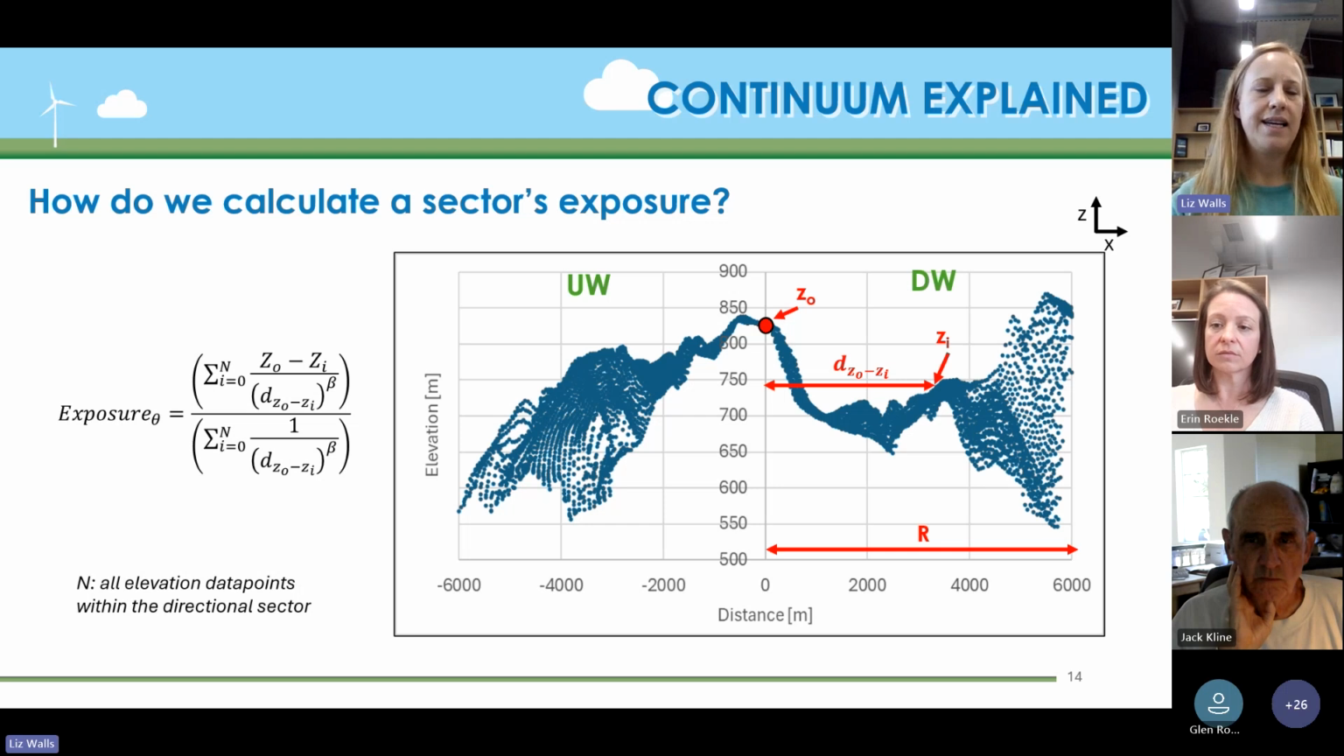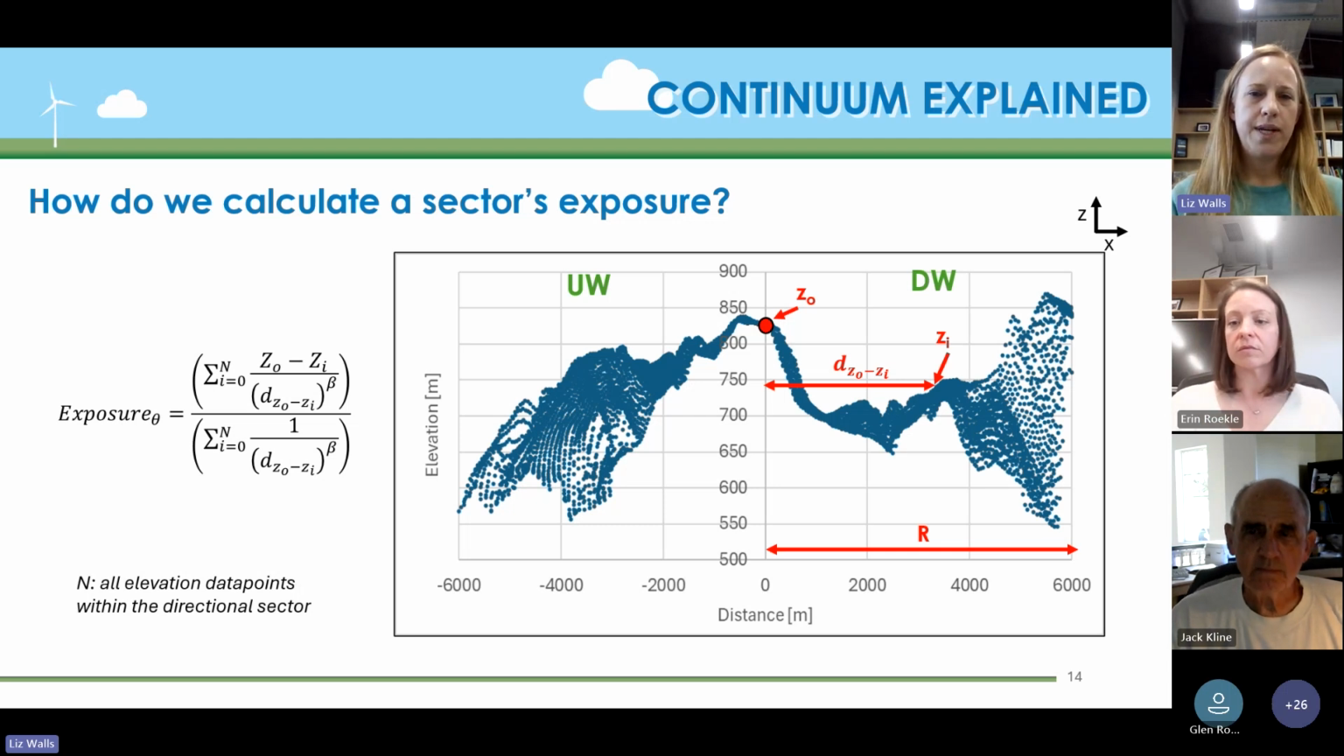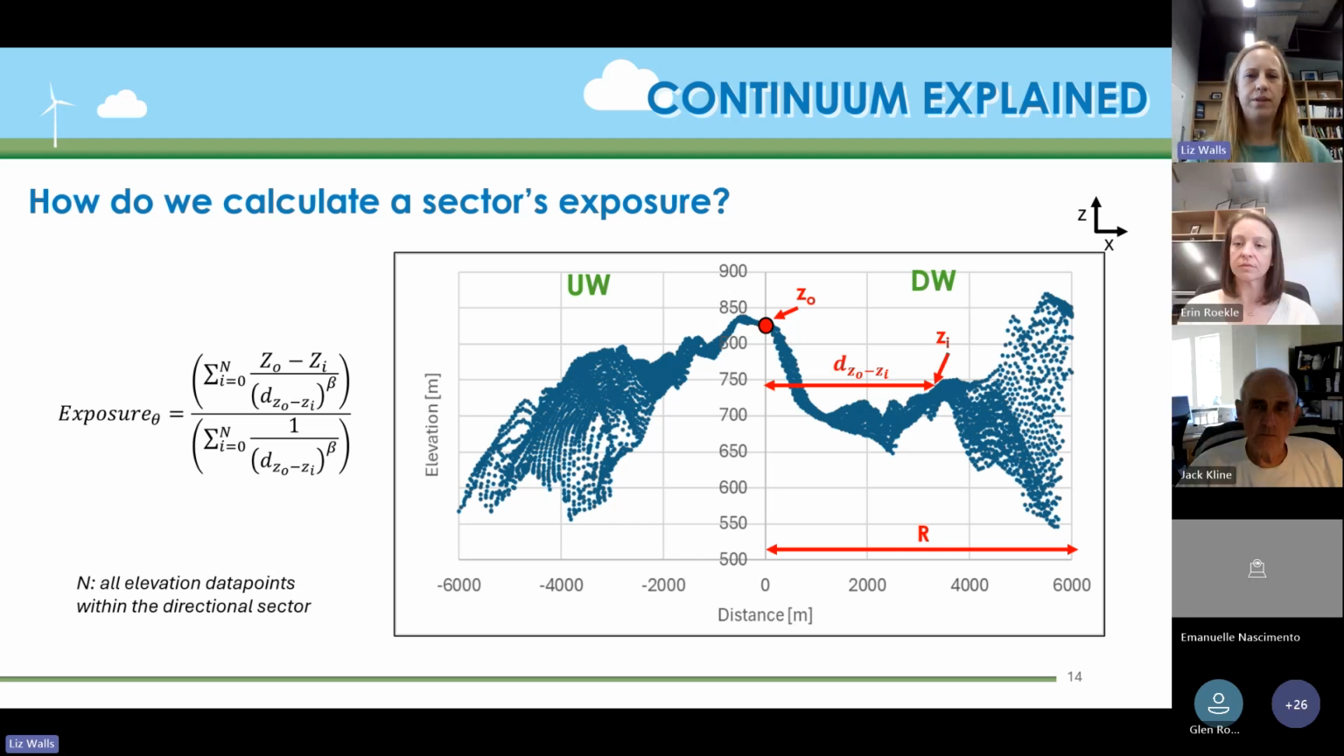And then Zi is the elevation at each data point within this radius, in either the upwind or downwind direction. We have many of these data points, and it's a summation of all those data points included in that radius. Then the distance between Z0 and Zi is simply the distance from the site of interest to each of those grid points within the radius. Finally, in this example, we're showing a radius of investigation of 6,000 meters. By changing that radius, we'll obviously change how many data points you're including in the calculation. So that's an overview of all those parameters.